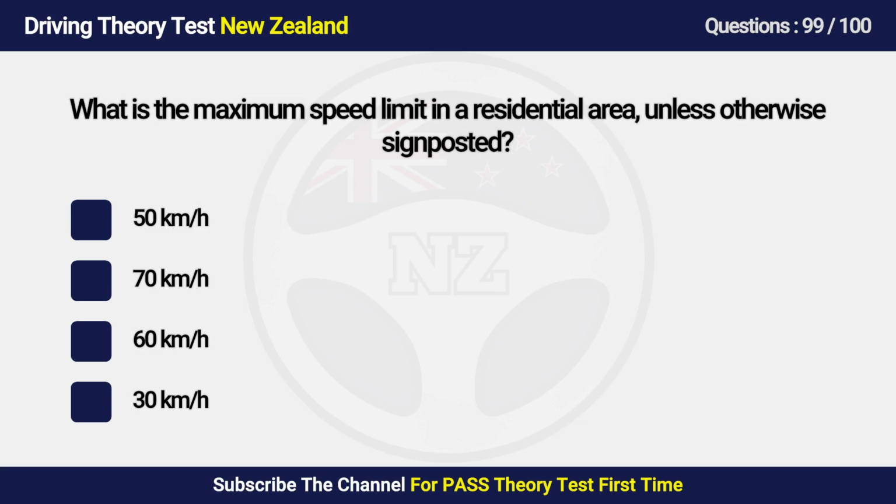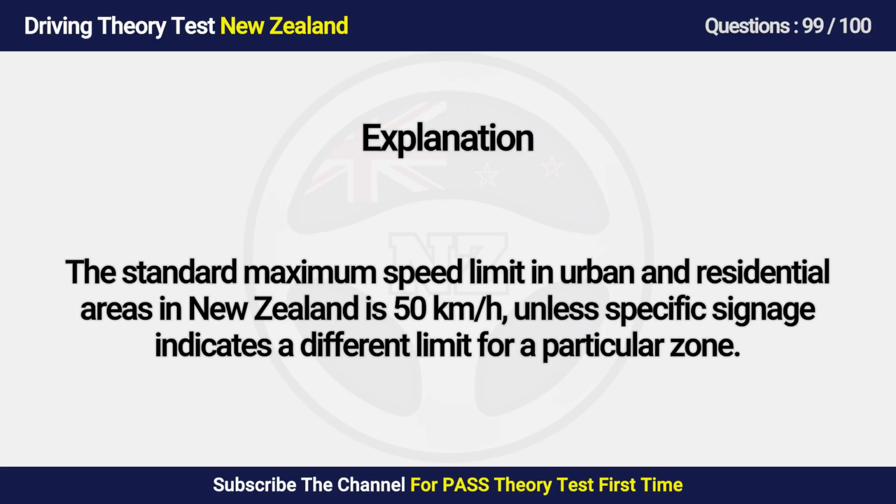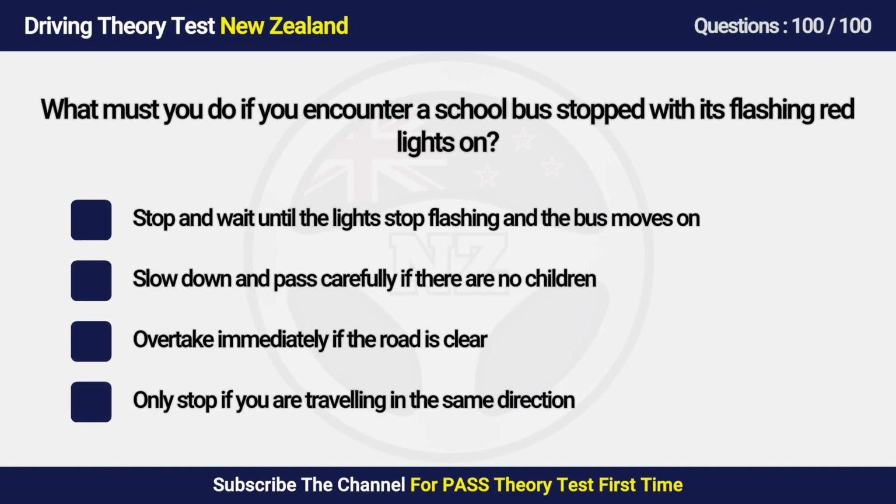A. 50 km per hour. B. 70 km per hour. C. 60 km per hour. D. 30 km per hour. Answer is A. 50. The standard maximum speed limit in urban and residential areas in New Zealand is 50, unless specific signage indicates a different limit for a particular zone. Question 100. What must you do if you encounter a school bus stopped with its flashing red lights on?